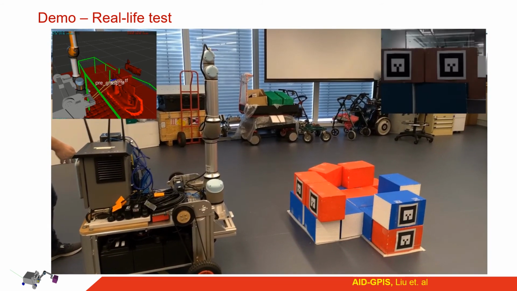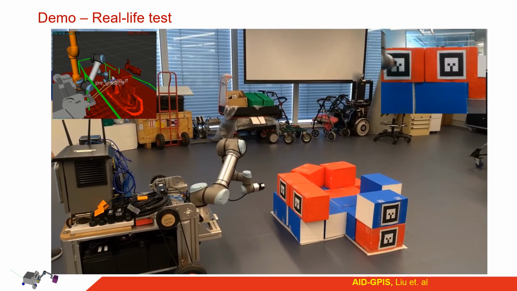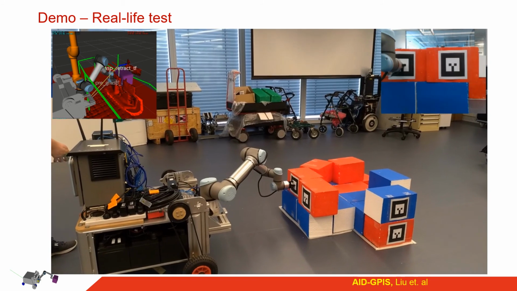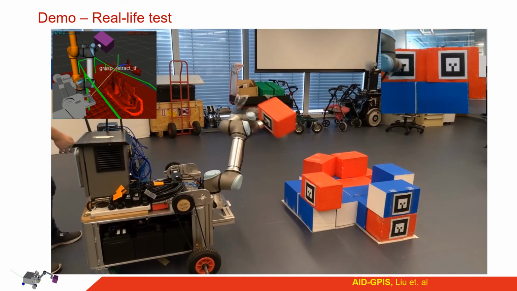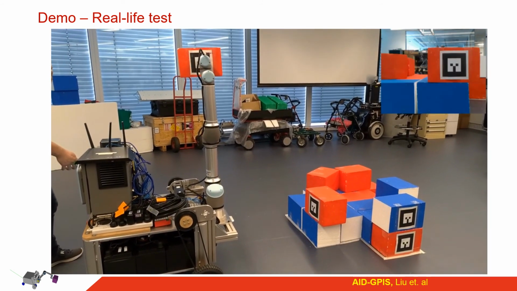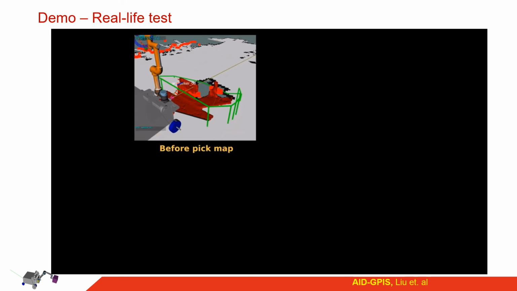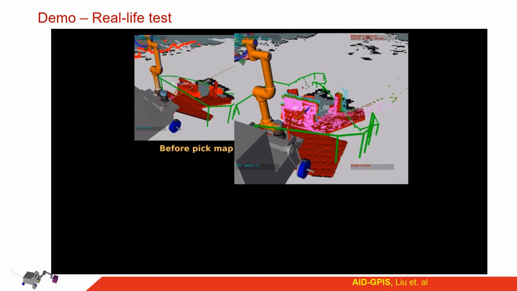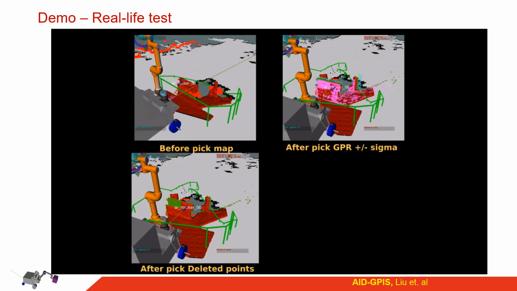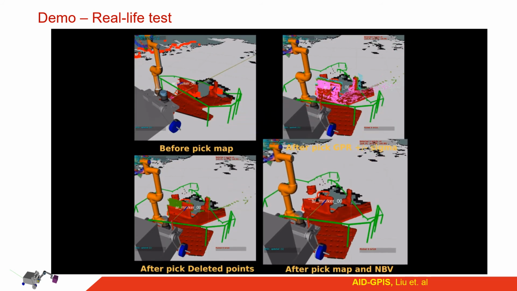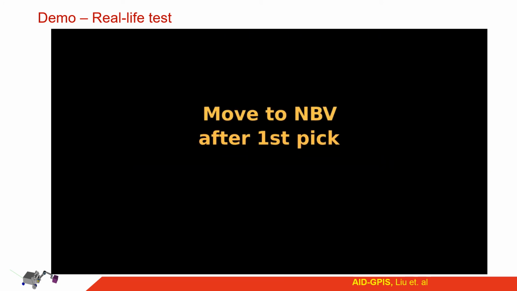Initially, the robot is positioned next to a pile of objects with a brick on the left and a brick on the right. It picks up the brick on the left. This shows the map before picking the objects and after the object is picked, and how the map is modified by deleting points shown as green from the GPIS data store.